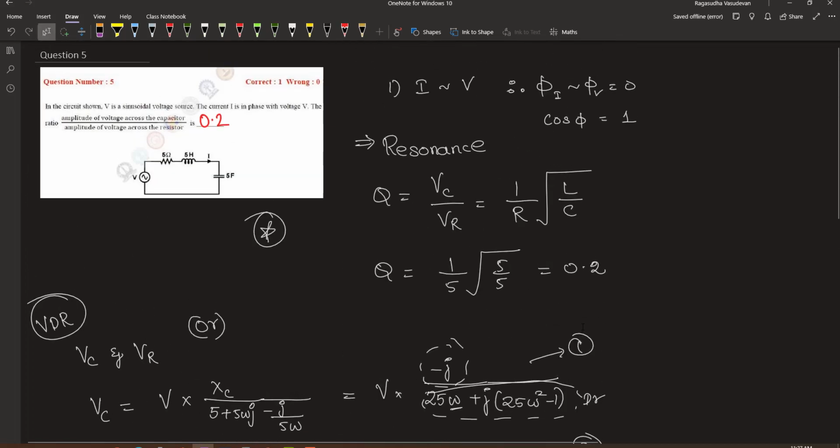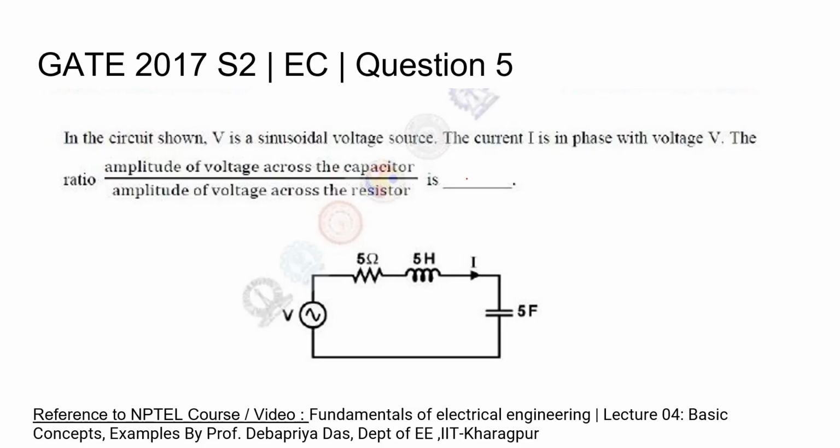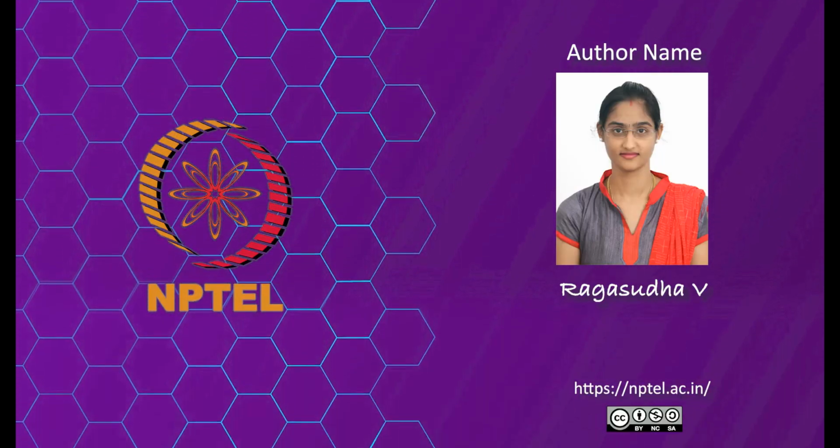The first method is the easier method, and we can solve this in a short span of time if we know the concept of resonance. The answer is 0.2. Thank you.